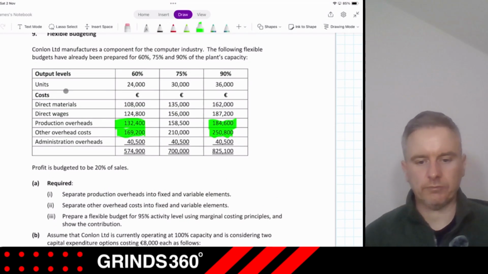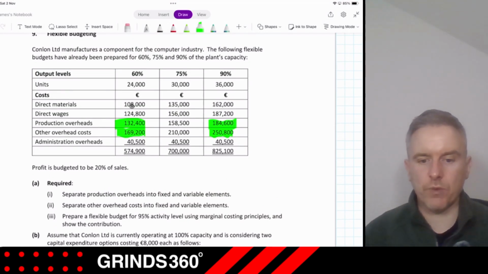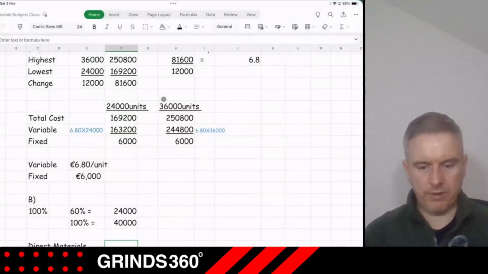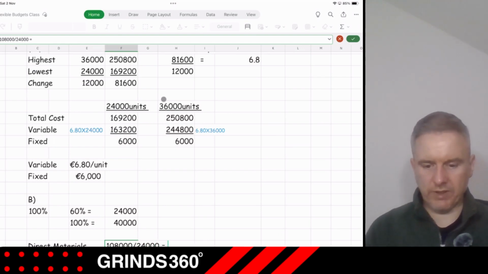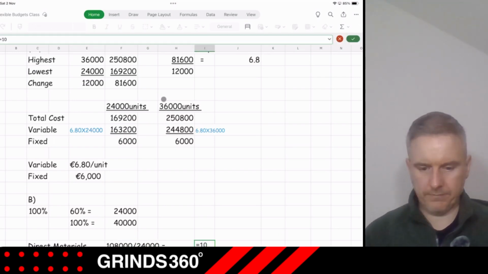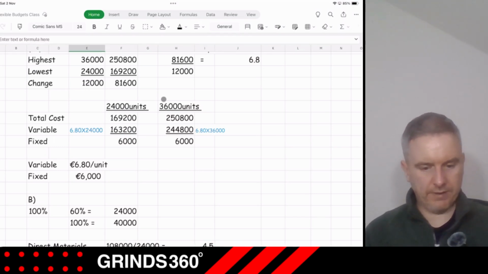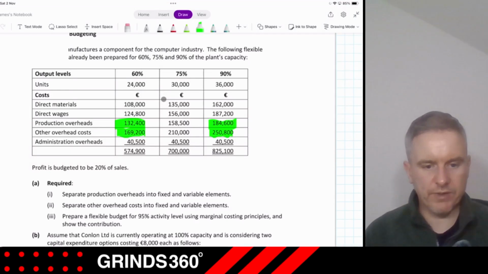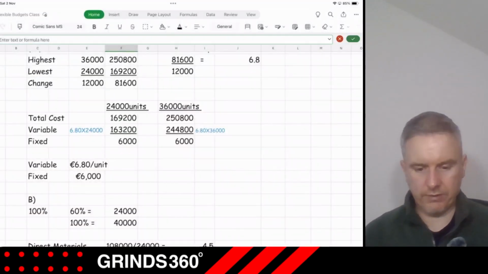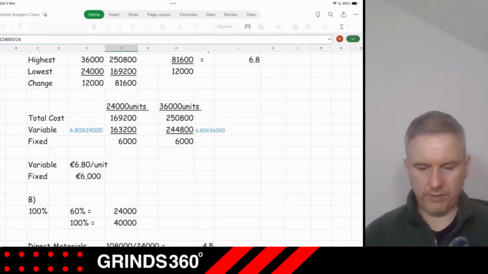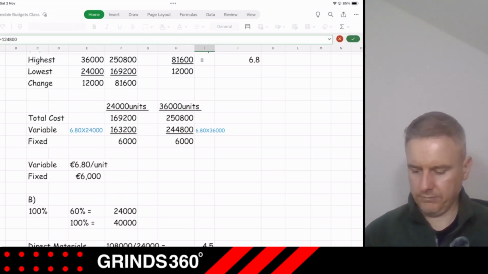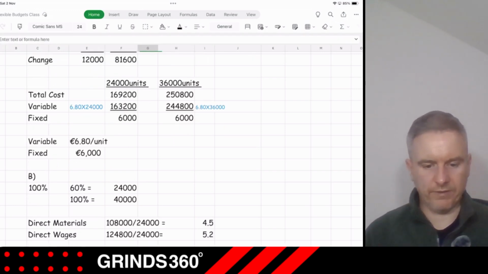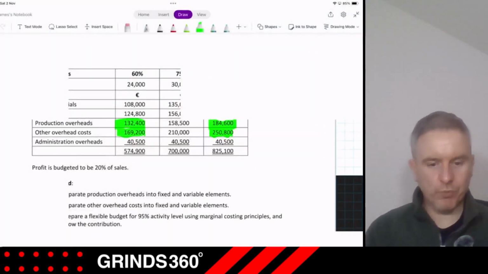So I'm going to use my first column. So 108 divided by 24. So 108,000 divided by 24,000 units will give me a per unit value there. So €4.50, and then do the same for your wages. So my wages figure, 124,800, divided by 24,000. So 5.2.